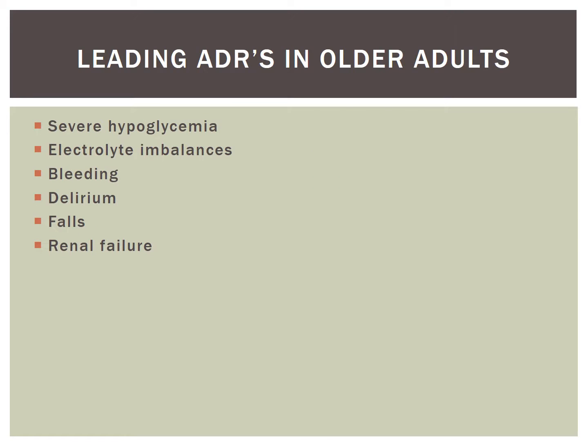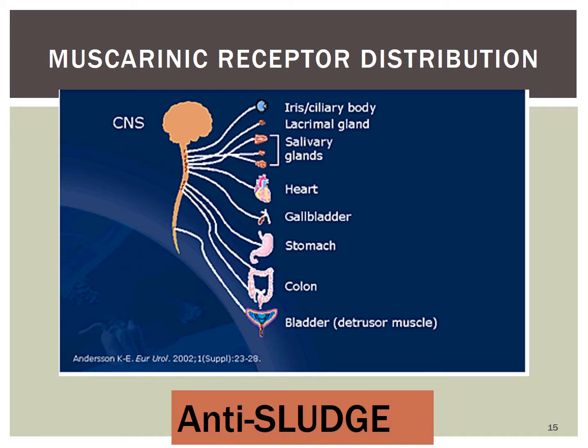What are some of our leading adverse drug reactions in older adults? They're more likely to experience severe hypoglycemia, electrolyte imbalances, bleeding, delirium, falls, and renal failure. I feel like we can't discuss adverse drug reactions in an older adult without discussing anticholinergic effects. Anticholinergic effects occur because of medication effects at the muscarinic receptor.